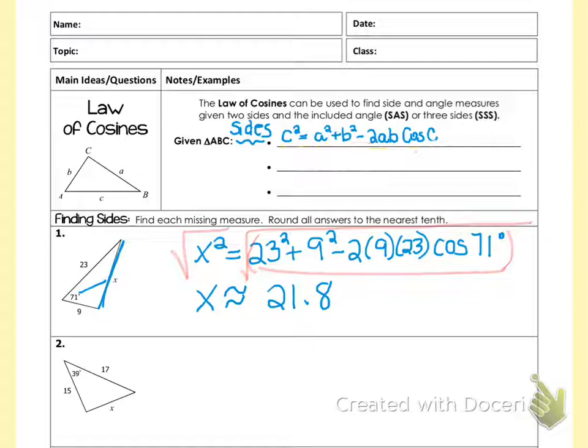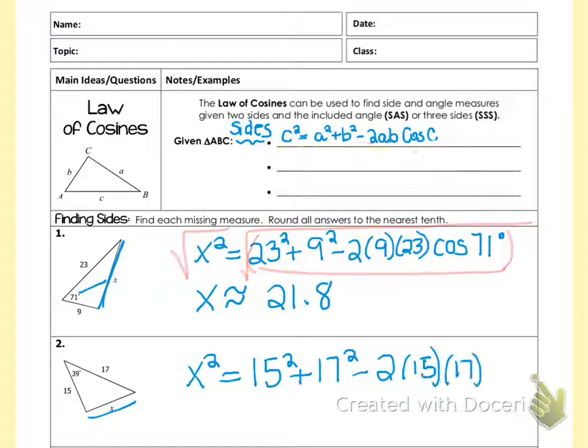So again, with this one, we're trying to find this side. And again, that's what we're going to call c, so that's x squared is equal to 15 squared plus 17 squared, or 17 squared plus 15 squared, minus 2 times 15 times 17 times the cosine of 39 degrees.